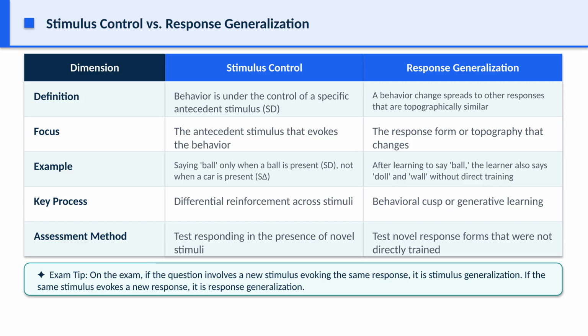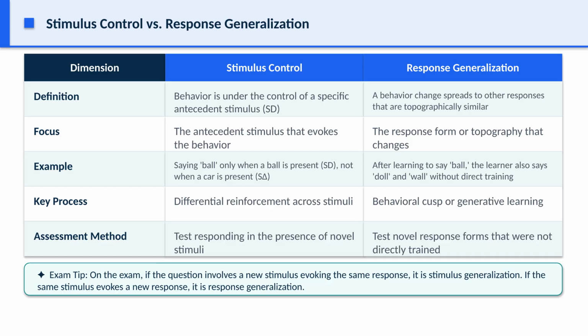On this slide, we distinguish stimulus control from response generalization, a key distinction for the BCBA exam under B.12. Stimulus control means a specific antecedent stimulus, like the sight of a ball, evokes a particular behavior because that behavior has been reinforced only in its presence, while other stimuli, such as a car, serve as S deltas and do not evoke the response. In contrast, response generalization involves a learned behavior spreading to topographically similar responses without direct training. For example, after learning to say ball, a learner also says doll or wall.